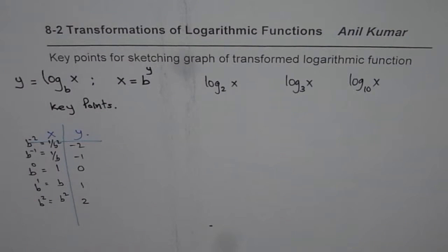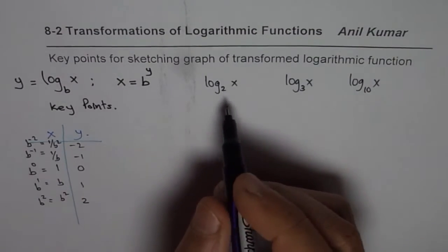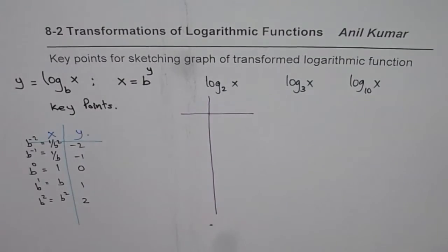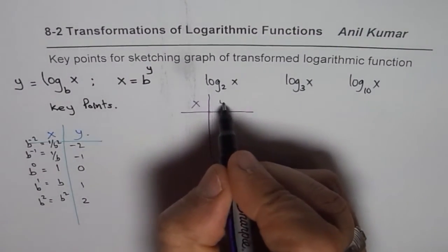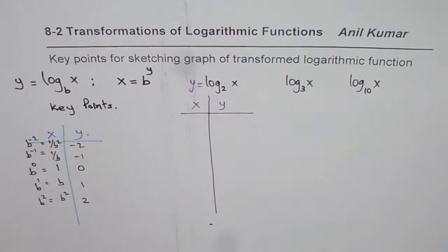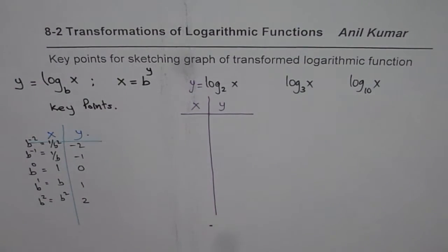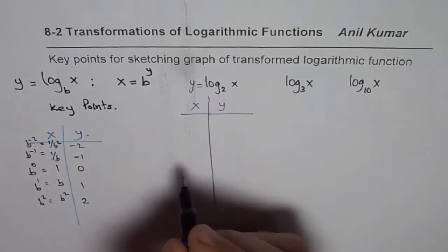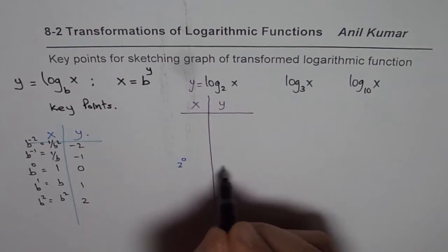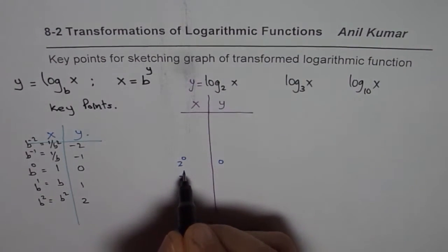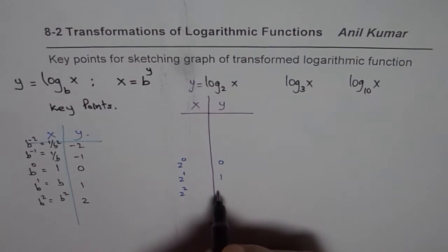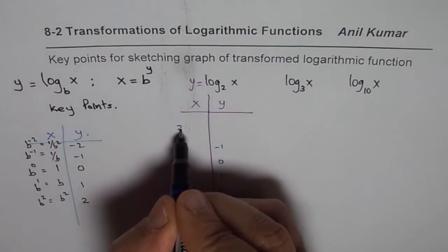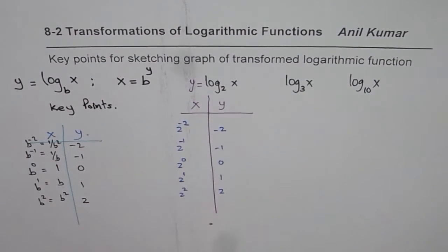If not, let's take a particular example. Let's take log 2 of x, okay? So log 2 of x, this time I'll give more room. Okay. So we'll put the x points here and the y. Y, when I say y equals log 2 of x. Got it. Let's begin with 0, right? So b here is 2. So we'll write 2 to the power of 0, y value is 0. 2 to the power of 1, y is 1. 2 to the power of 2, y is 2. 2 to the power of minus 1, y is minus 1. 2 to the power of minus 2, y is minus 2.